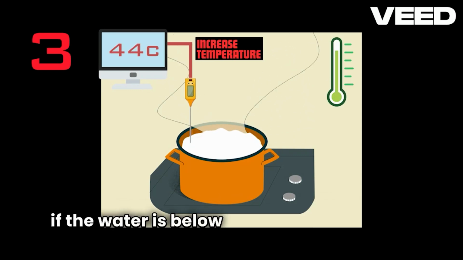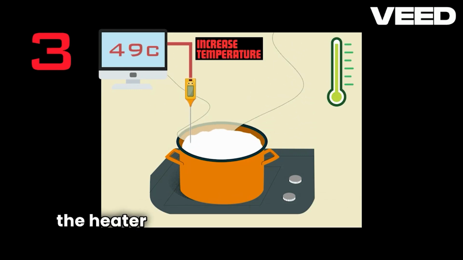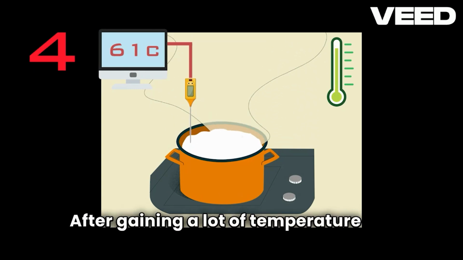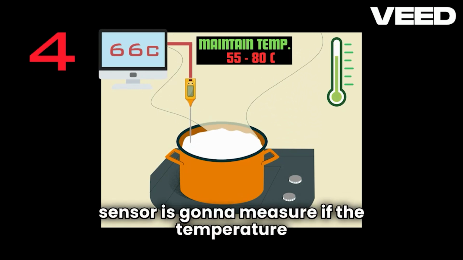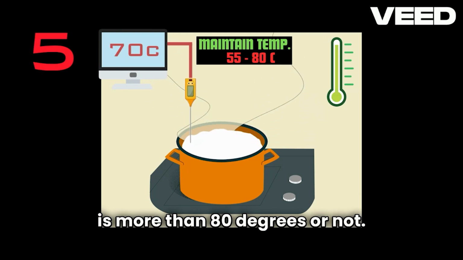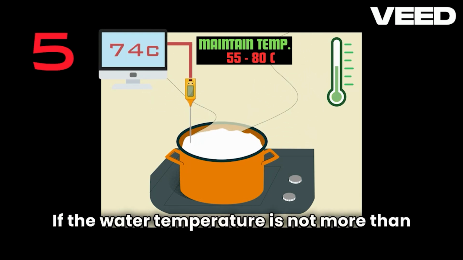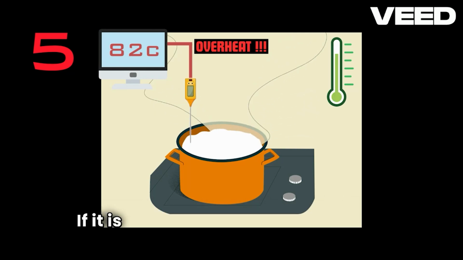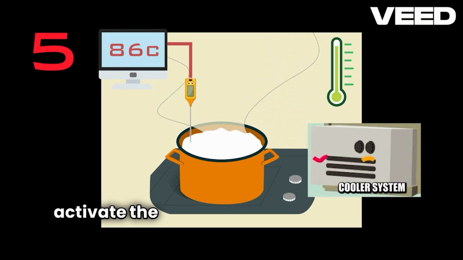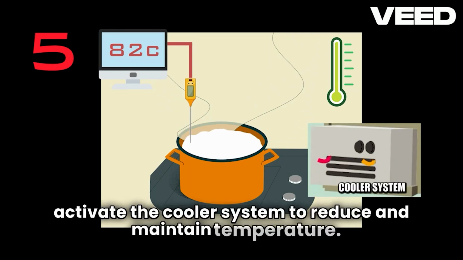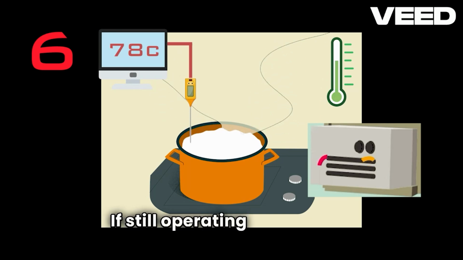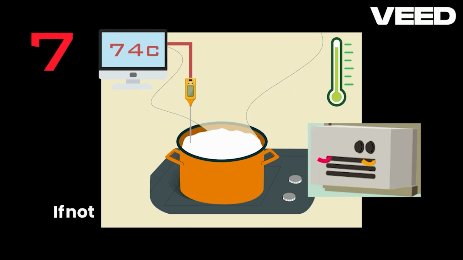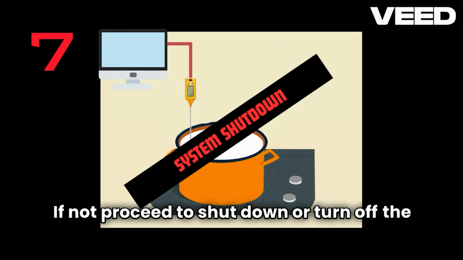If the water is below 55 degrees, keep the heater on to gain more temperature. After gaining a lot of temperature, the sensor will measure whether the temperature is more than 80 degrees or not. If the water temperature is not more than 80 degrees, the system has already maintained the temperature. If it is more than 80 degrees, this will activate the cooler system to reduce and maintain the temperature. If still operating, let it stay on and keep maintaining the temperature. If not, proceed to shut down or turn off the system.